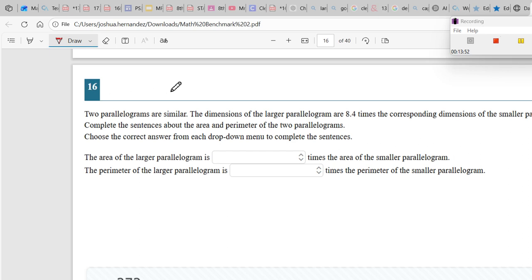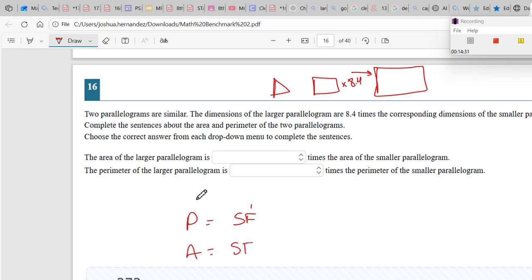Okay, 2 parallelograms are similar. So this one basically is like a rectangle. A larger one, so there's one here and one here. The larger parallelogram is 8.4 times the corresponding dimension. Oh, this is a dilation case, easy. So you multiply this right here by 8.4. She gave you this one here. Now the small parallelogram, complete sentences about the area and perimeter. Okay, remember we told you all about that? For perimeter, you get the scale factor and keep it as 1. If it's the area, you get the scale factor and square it. If it's the volume, you get the scale factor and cube it. So that's about it.